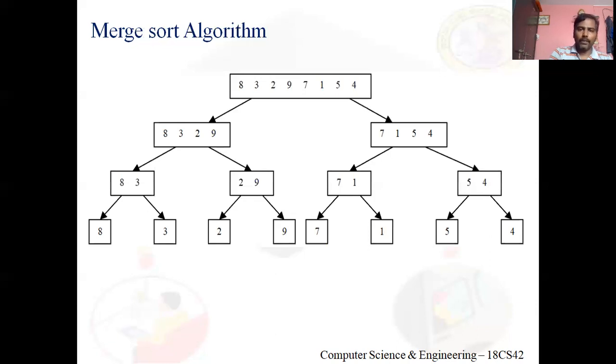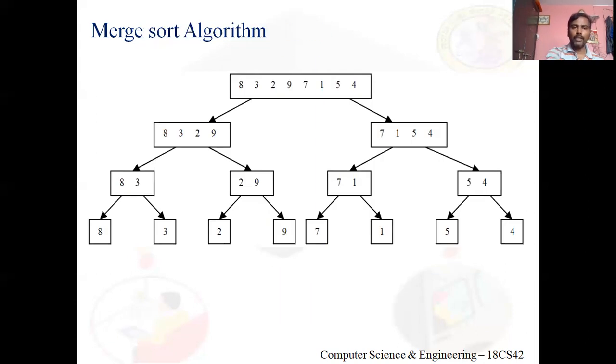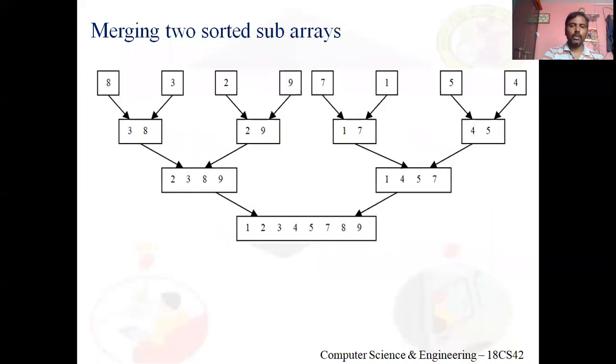Second level: the left node of the root node is 8329, which is unsorted. Similarly, the right node, 7154, is unsorted. Clear? Now at the last second level, we get them sorted. It was 8329; now what I got is 2389, sorted. So they are the solutions for those two subproblems. When I combine the solutions of those two subproblems, I'll get the solution for the main problem.